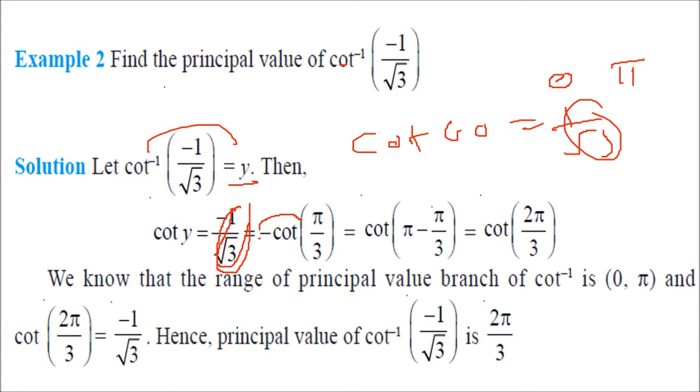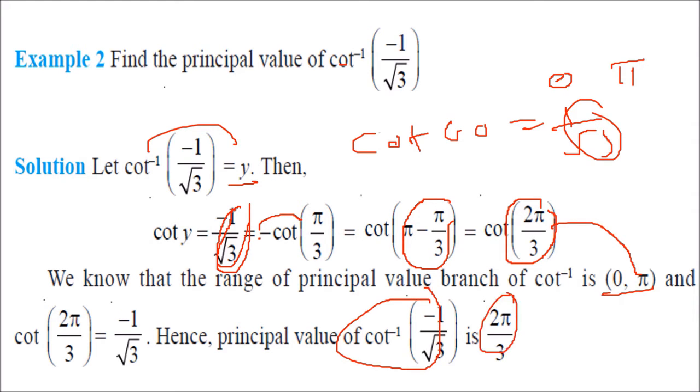This becomes 2 pi by 3. Now, this 2 pi by 3 is in the range of 0 to pi, which is our principal value. So we can say cot inverse minus 1 by root 3 is 2 pi by 3. This is how we have to compute.